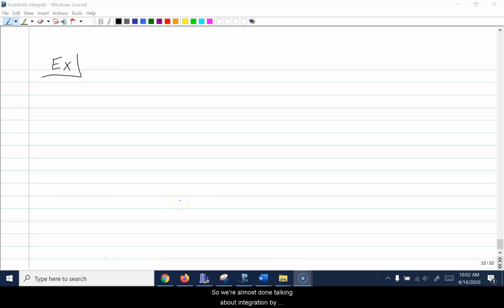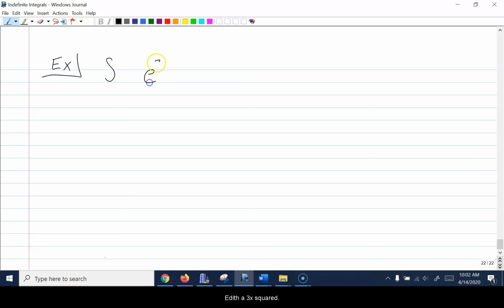So we're almost done talking about integration by substitution. I have just a couple more things I want to point out. And one of them is what happens when you have bounds of integration. Let's say I want to do the integral of e to the x squared with, actually let's do, erase.